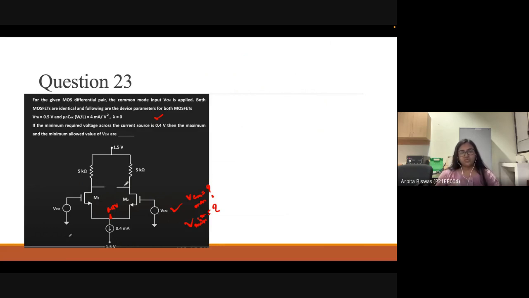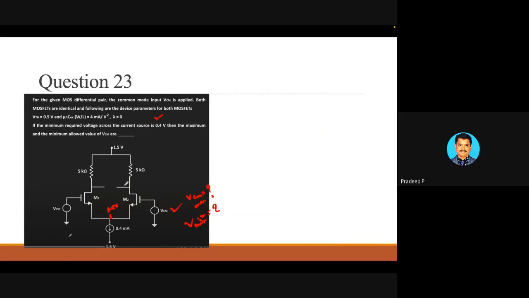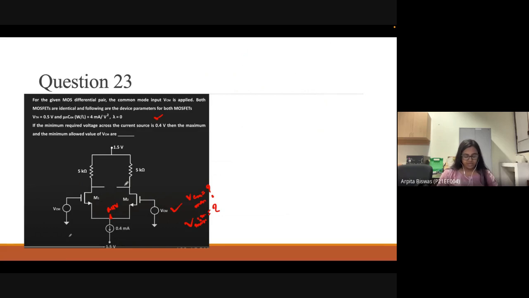There is one clue that both transistors are in the saturation region. So how do we find this out? We should find ID. Yes, ma'am, we have to find out ID.